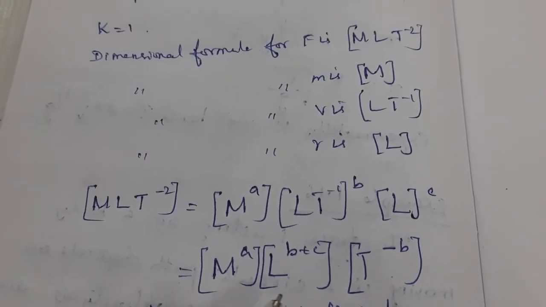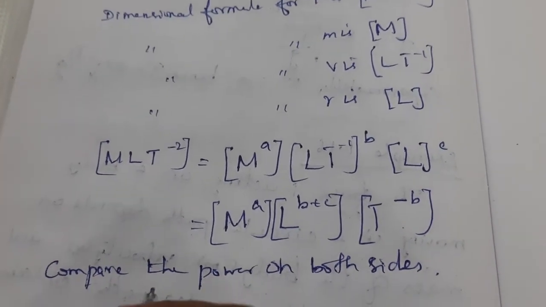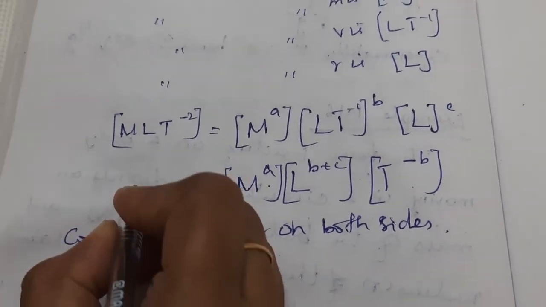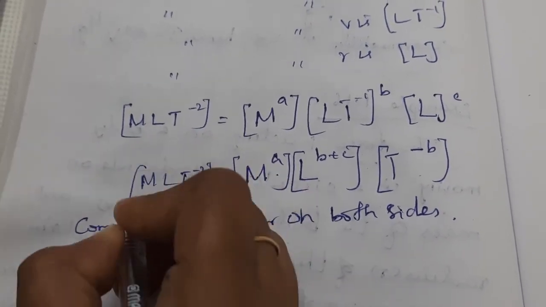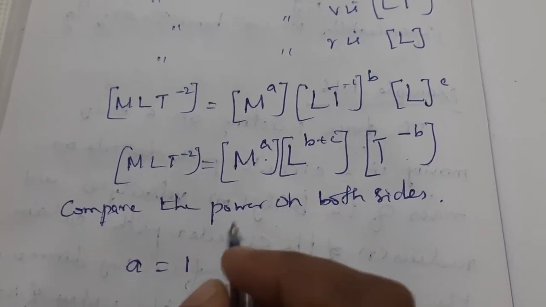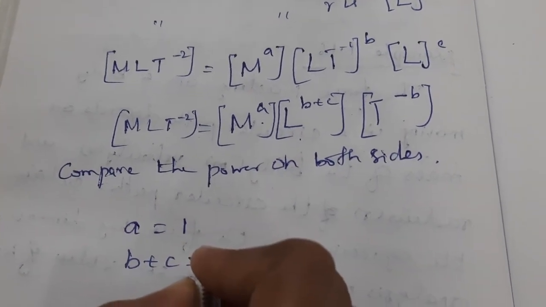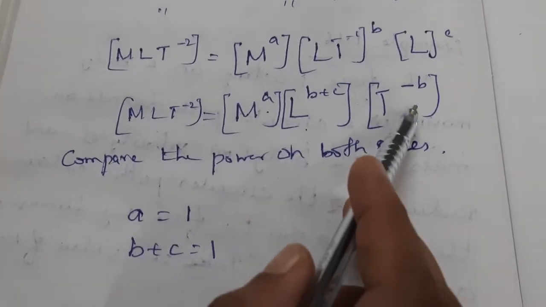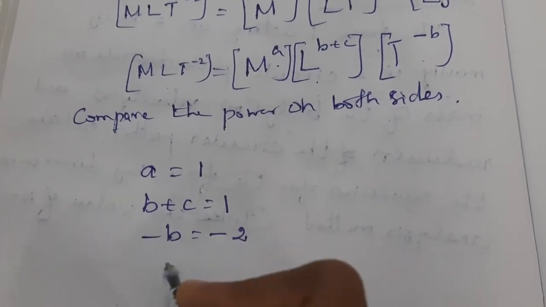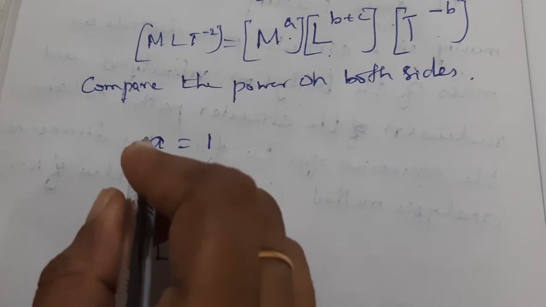Compare the power of M L T on both sides. On the left side it is M L T raised to minus 2. Comparing the power of M, a equal to 1. Comparing the power of L, b plus c equal to 1. Comparing the power of T, minus b equal to minus 2. So from this, b equal to 2, and a equal to 1.